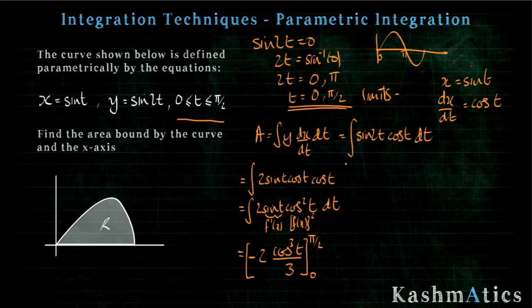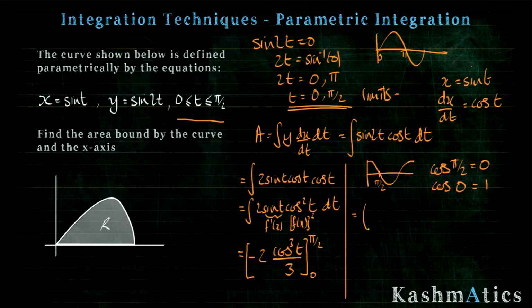Now looking at the cosine curve, if we draw the cosine curve, we get this. Here's pi over 2. So we can see that the cosine of pi over 2 is 0, and the cosine of 0, which is the other limit, is 1. So let's just plug those in.